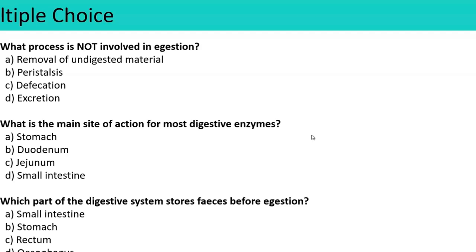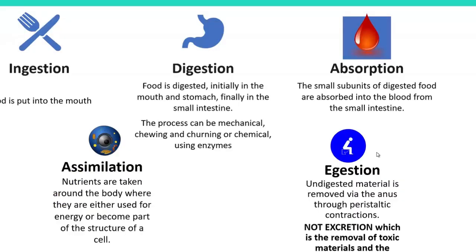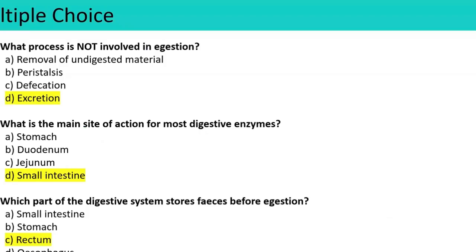I'll pop those answers up for you. So egestion does not involve excretion, because to excrete something, it has to be a metabolite. It has to have been made in your body, like carbon dioxide. We're removing the undigested material, the fiber. Defecation is the process where peristalsis, alternate contraction, pushes the feces out.